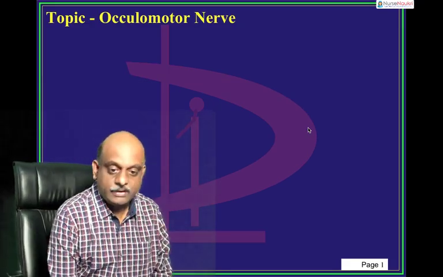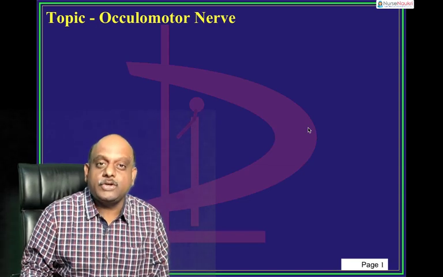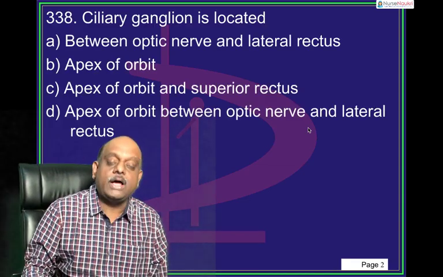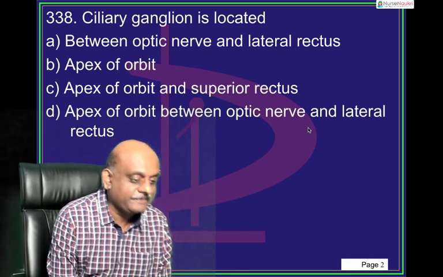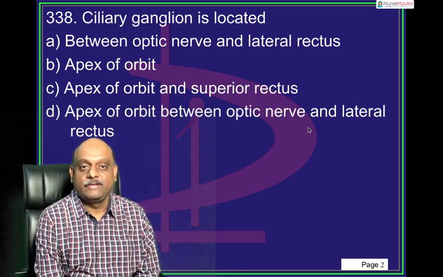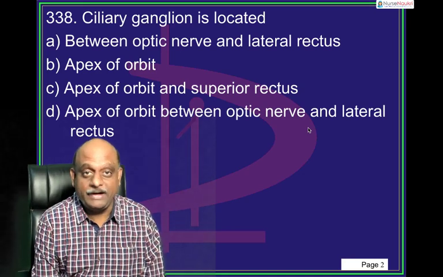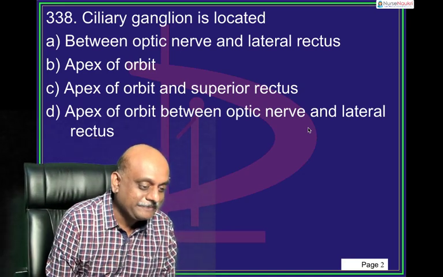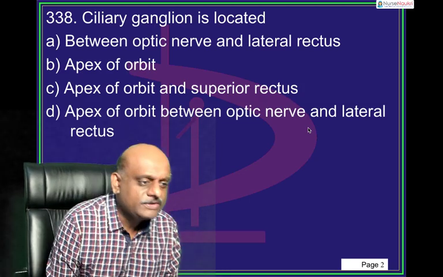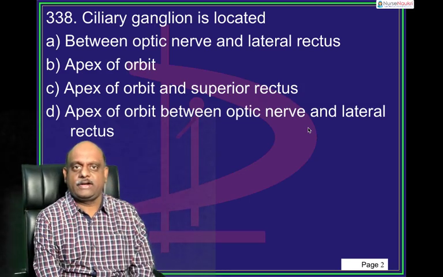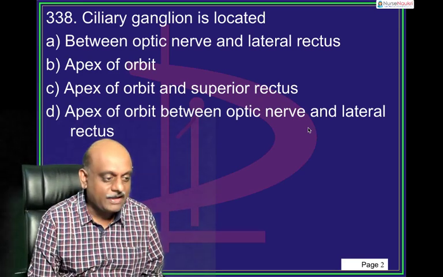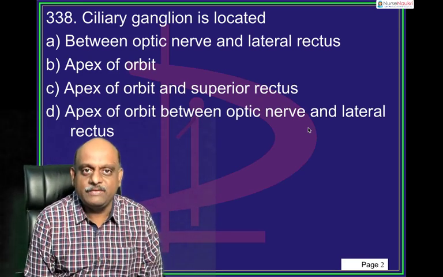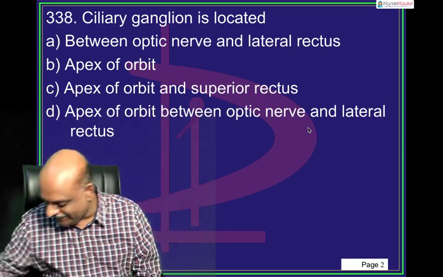So doc, we reached the next topic, oculomotor nerve, question number 338. 400 questions tak I am prepared, but I don't know how much energy you have. Still kitna hua? 8:45, right? Do you still have energy? If you have energy, we will continue the batting, right?